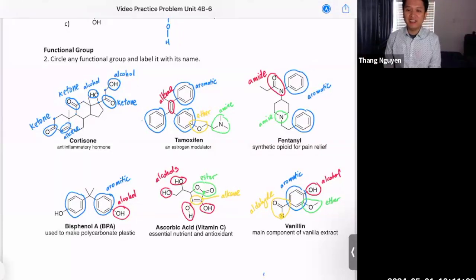It's kind of fun. I think it's fun to look at the molecules and know what kind of functional groups they have in there. So I think you just need a lot of practice in order to identify the functional groups in this lesson. All right, so that ends our lecture for this week.